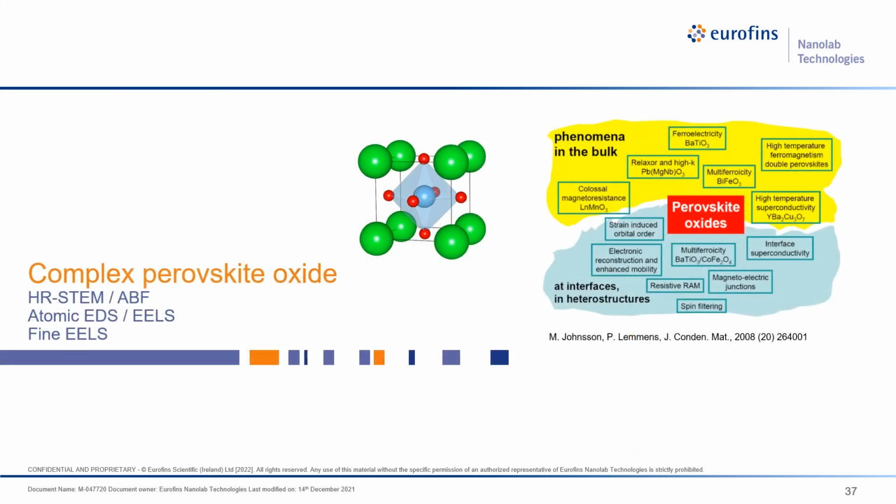Now, at last, we show some case results on complex perovskite oxides. This kind of material has wide applications, including superconductivity, solar cells, ferroelectricity, etc. In this part, I will show some examples of us doing TEM-based analysis to analyze the structures of these complex oxides.